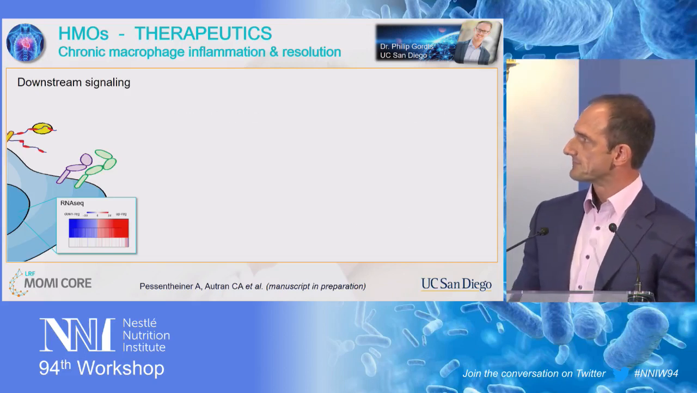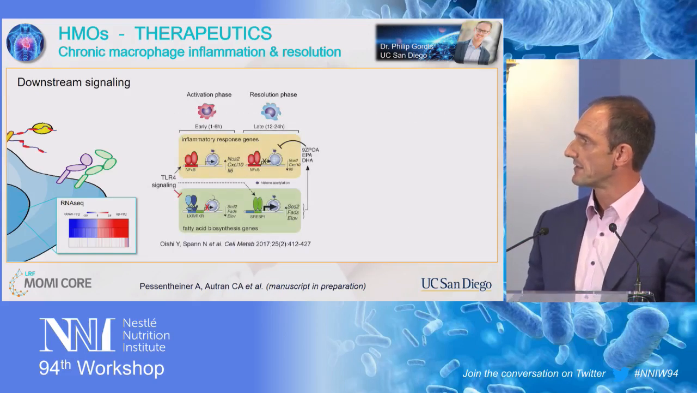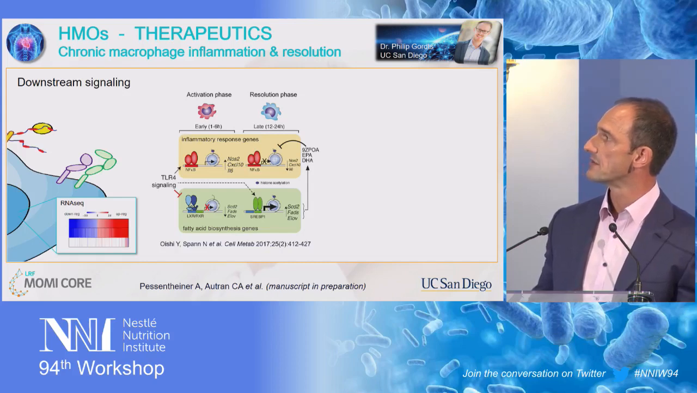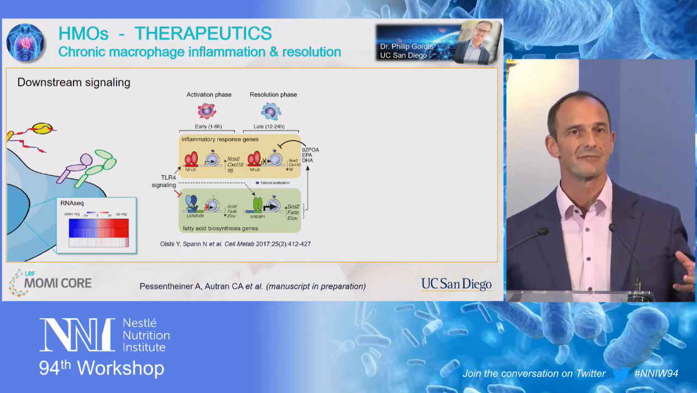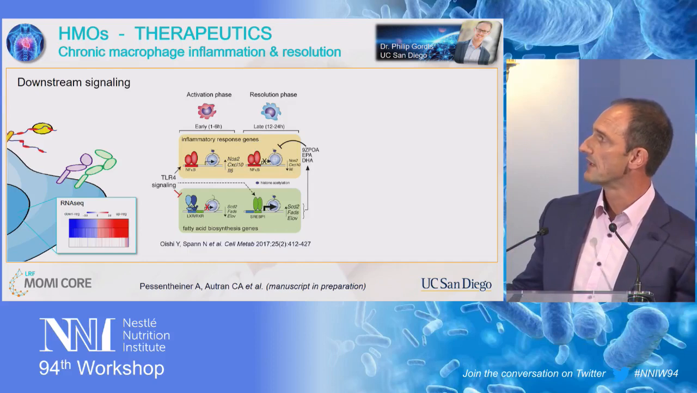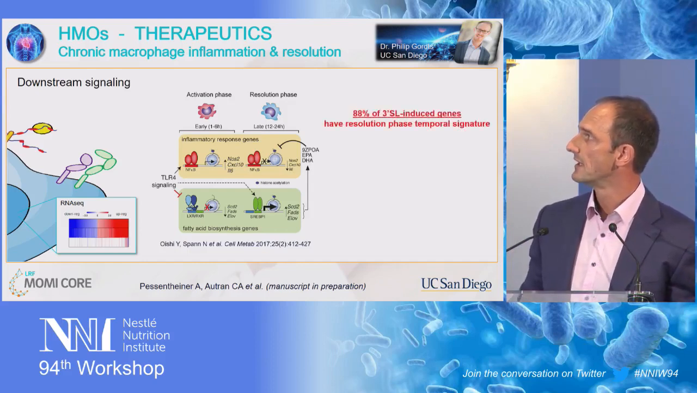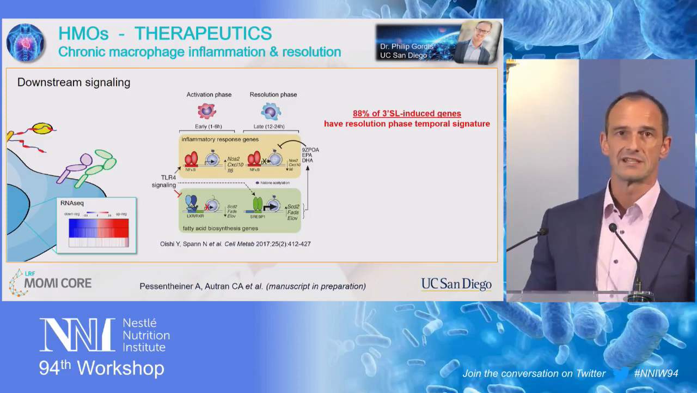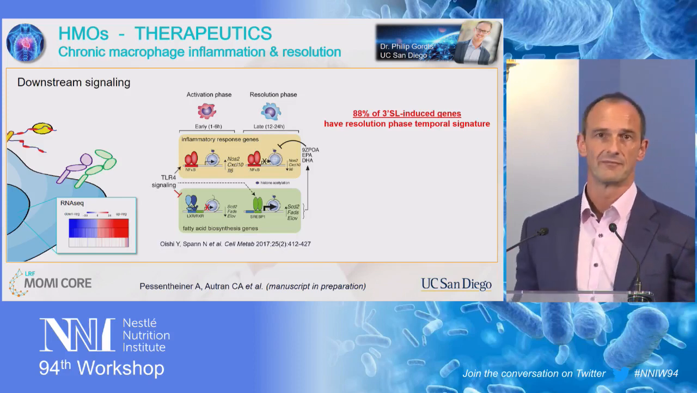So it turned out there was a paper published just a year before we looked into this from a guy at UCSD, Chris Glass' lab, that showed that TLR4 signaling switches on your inflammatory response very early on. That's 1 to 6 hours. That's when all your cytokines are released. That's your active macrophage. But then it gets switched off by this pathway down here that includes a lot of lipid metabolism. And that happens in the 12 to 24-hour range. And it turns out that almost 90% of the genes that we saw induced by 3SL have something to do with this pattern here.